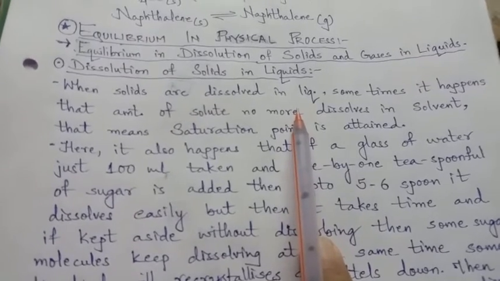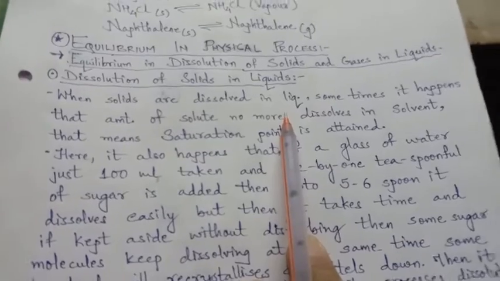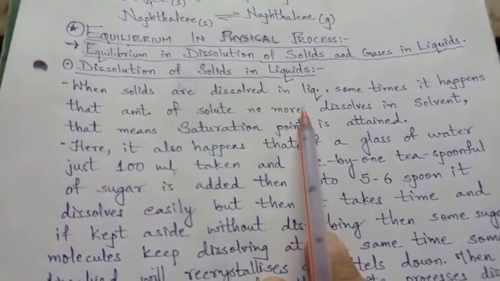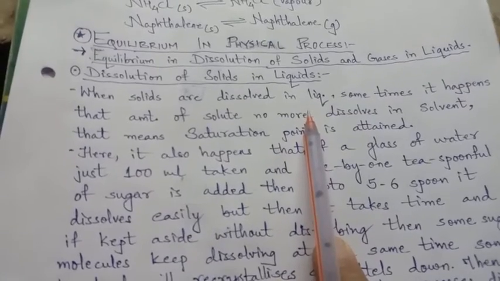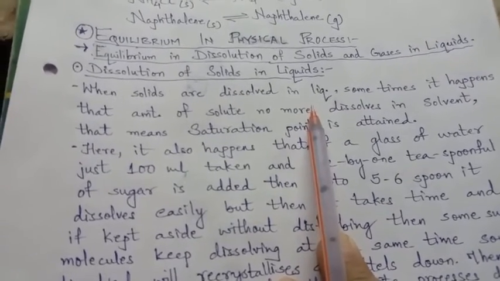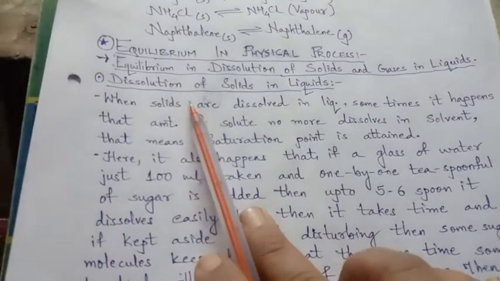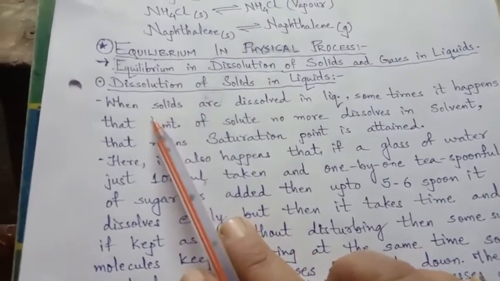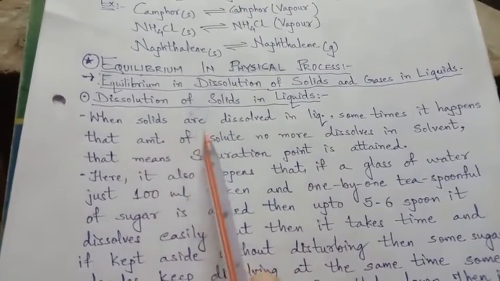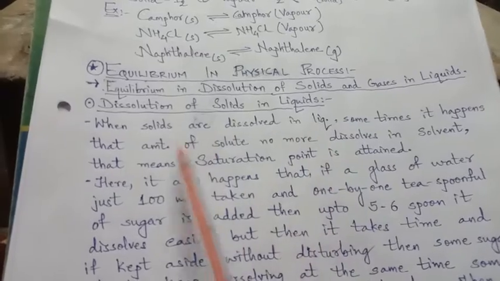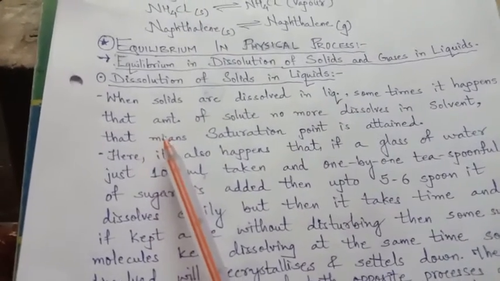If more than that is applied, then it won't be able to dissolve, and we can say that the solution has attained a saturation point, or we can say that now it is saturated. So let us see what takes place in the equilibrium establishment. When solids are dissolved in liquid, sometimes it happens that the amount of solute no more dissolves in solvent. That means the saturation point is attained, right?